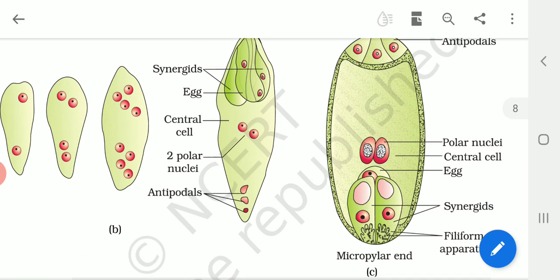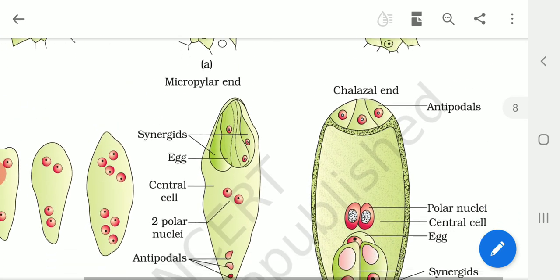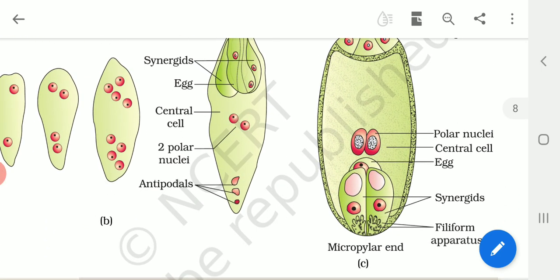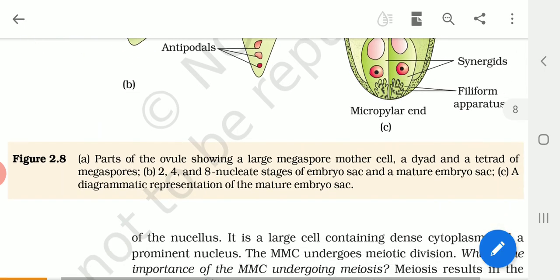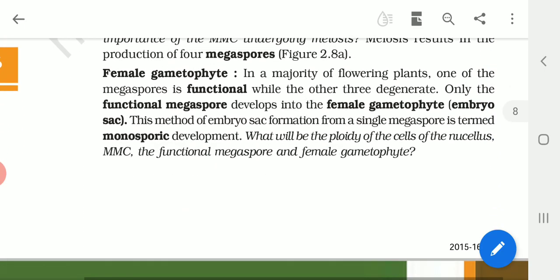What about the three cells at the chalazal end? They form the antipodals, which are also haploid in nature. The two nuclei at the center get separated and are embedded in the central cell. Later they fuse to form what is known as the secondary nucleus, otherwise called the polar nuclei.